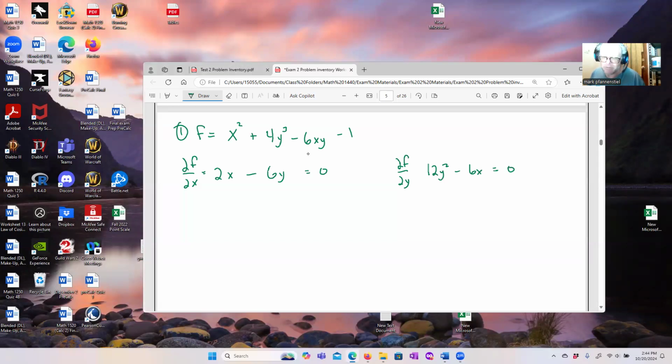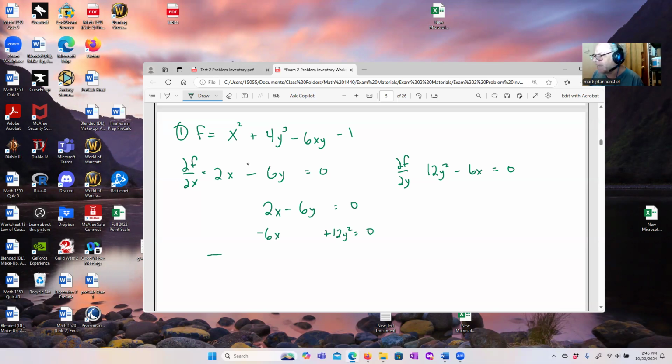Okay, just to make sure that's what I did. It's exactly what I did. Okay, we've got some stuff to kind of reconcile here. So we've got a 2x minus 6y set equal to 0. We've got a negative 6x, and then we have a plus 12y squared over here.